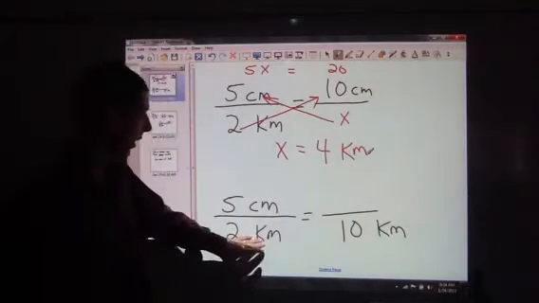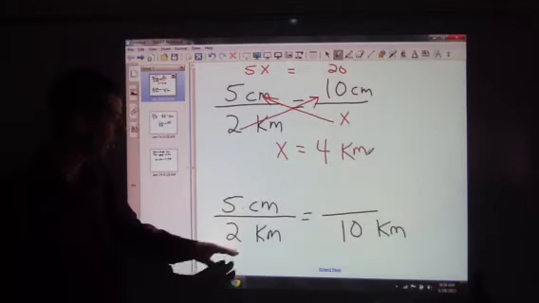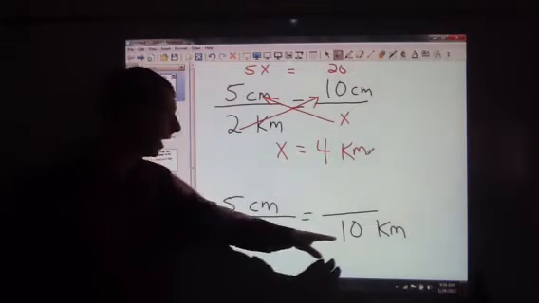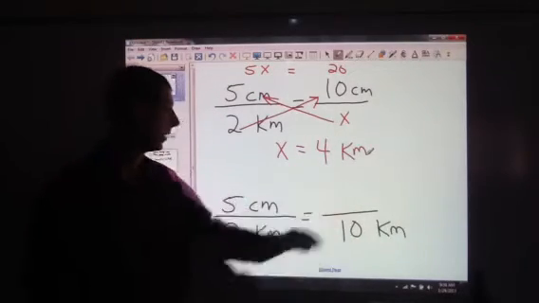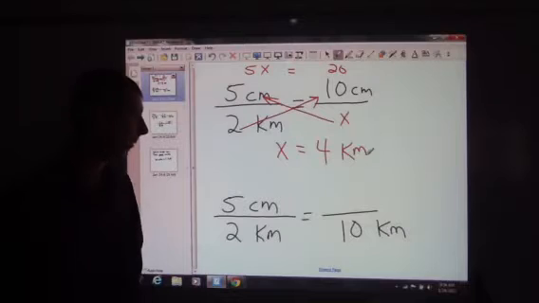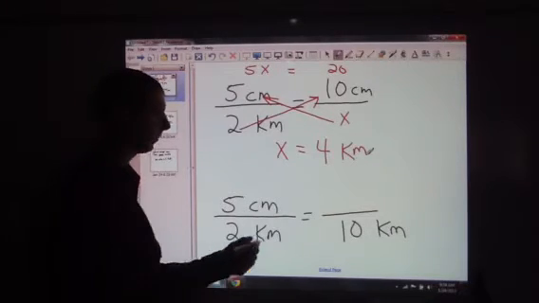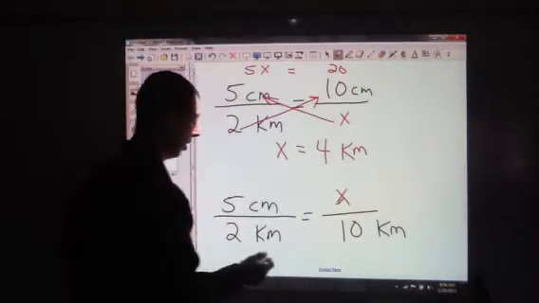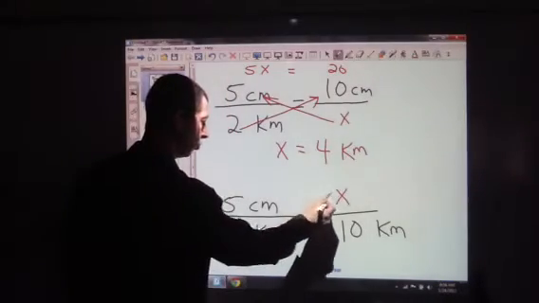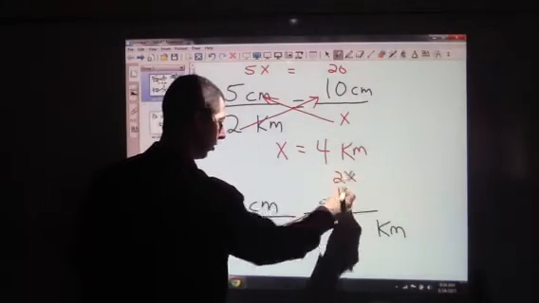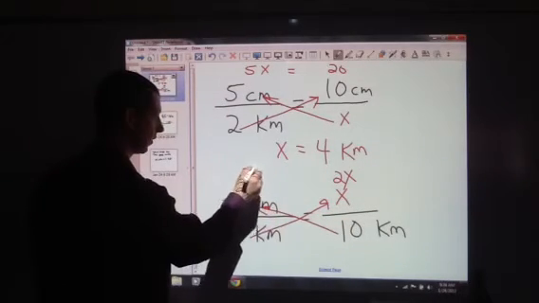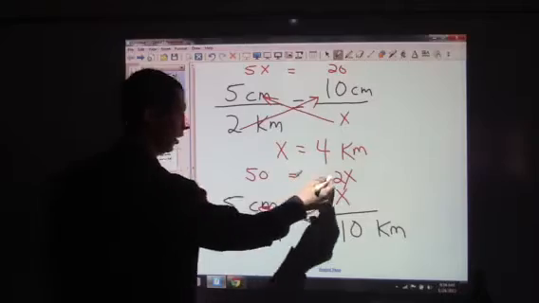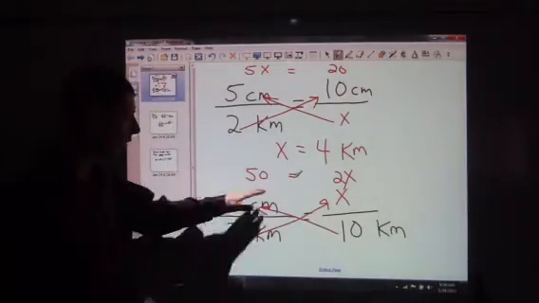Now, here's one using the same scale, 5 centimeters equals 2 kilometers, and we're given 10 kilometers here. We have to find out how many centimeters that would be on a map or whatever. So same idea here. I'm going to put a variable in. I'll put x in. We cross multiply. So 2 times x. We cross here, 10 times 5 is 50. So 2x equals 50.